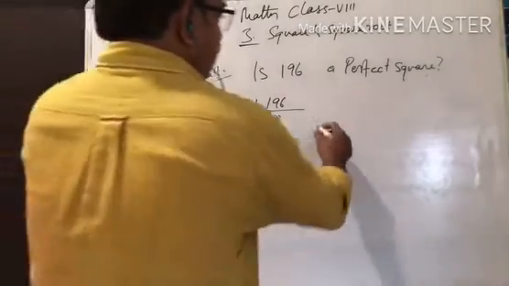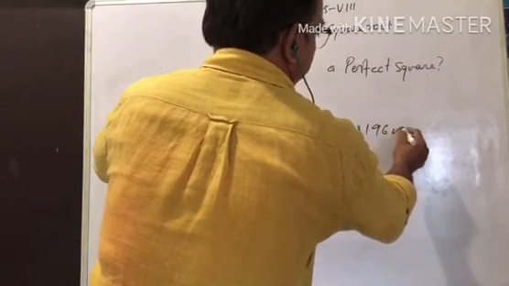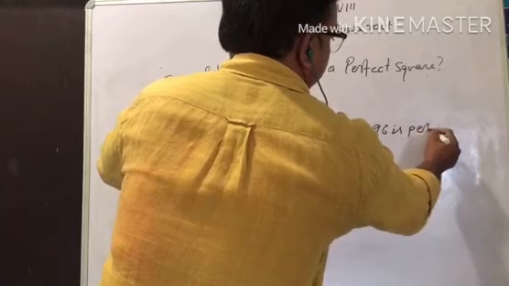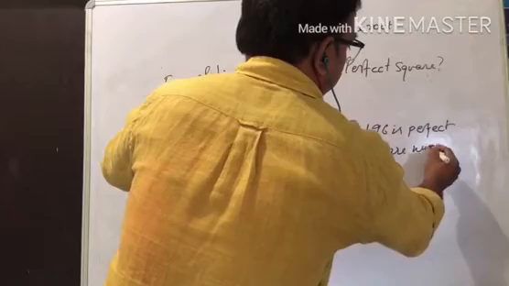So the answer is yes, 196 is a perfect square number.